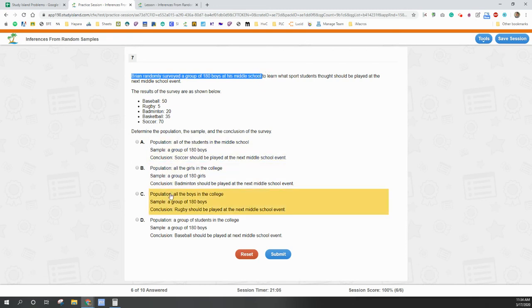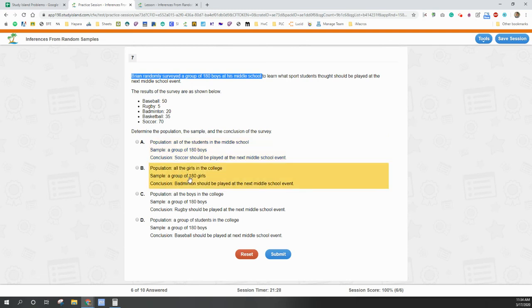So when we're looking through these groups, we're looking for a sample that says the randomly surveyed group of 180 boys at his middle school. So it's 180 the boys at the middle school. Which of our 4 choices say that the sample is 180 middle school boys? A says a group of 180 boys. It doesn't mention at his middle school.